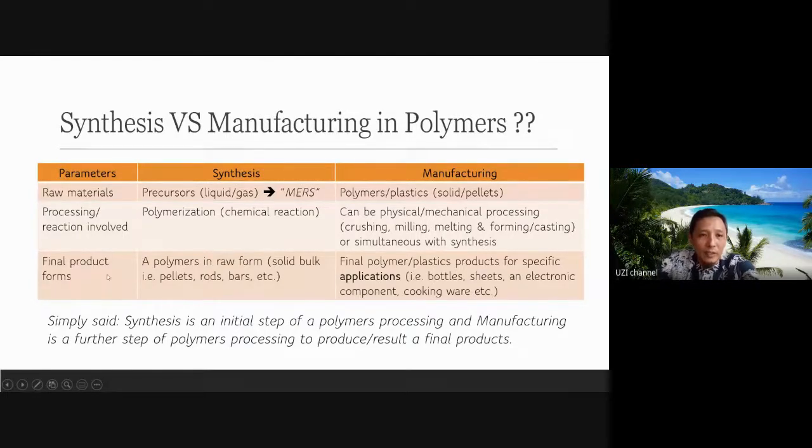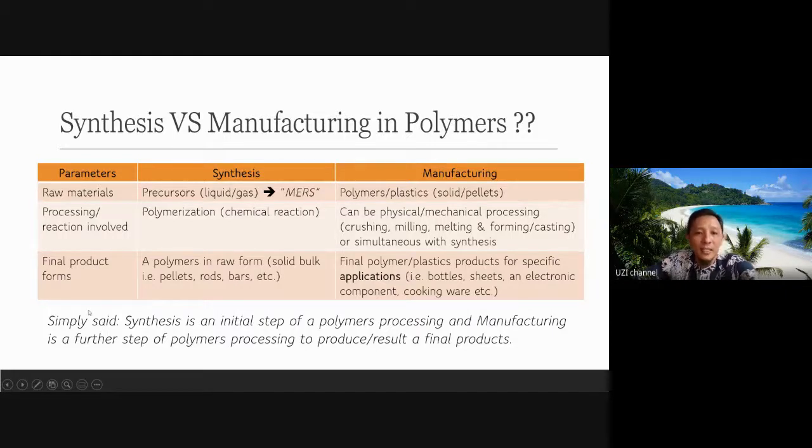And about the final product form, synthesis becomes a polymer. It can be in raw form, like solid parts, for example pellets, rods, bars, etc., or in the final form of the polymer. But the manufacturing process, it's the final product formed to become a product for specific applications like pipes, sheets, electronic components, cookware, etc.